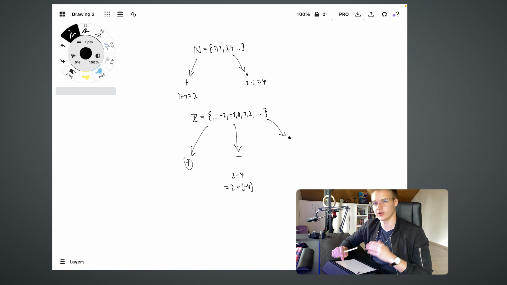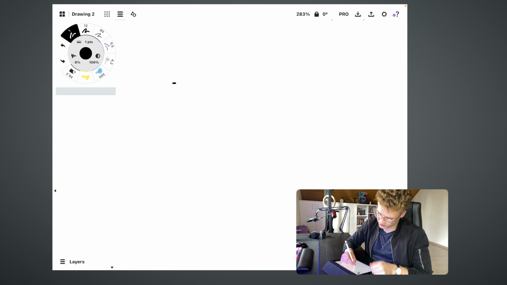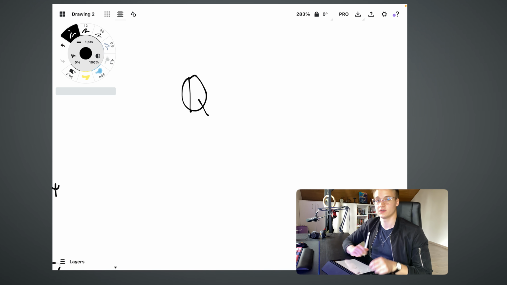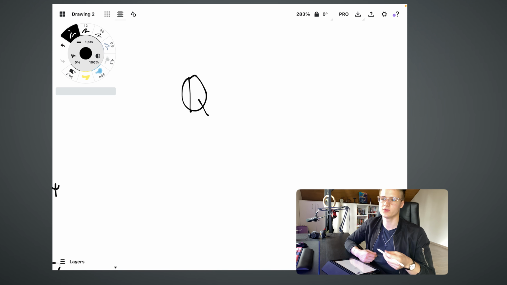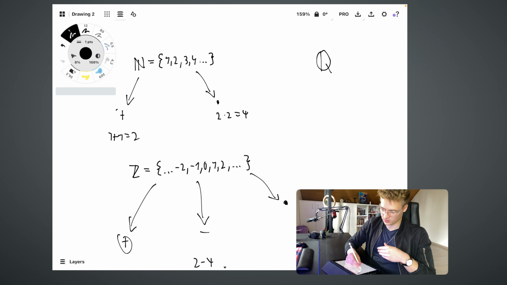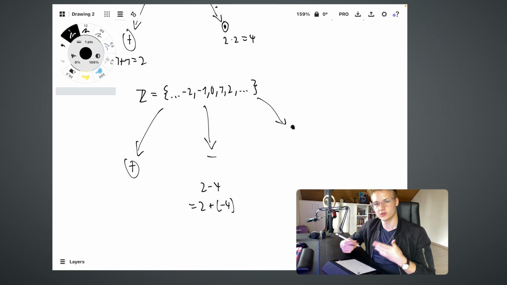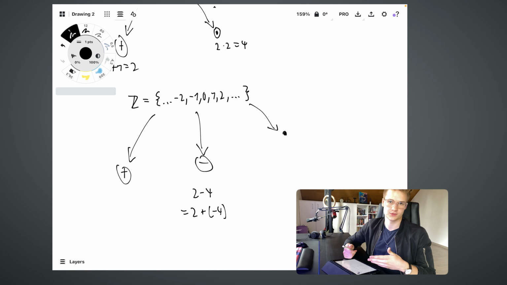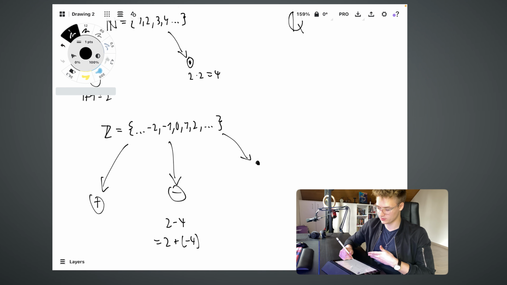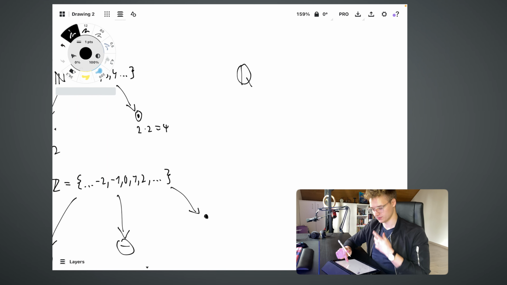Now we have rational numbers. The notation is this Q with the extra line. What does it mean? Well, you can take any two integers and divide them. So we just add the opposite operation of multiplication. Here we had addition and multiplication, and we added another operation, which was subtraction, the inverse operation of addition. Now we're going to add the inverse operation of multiplication.